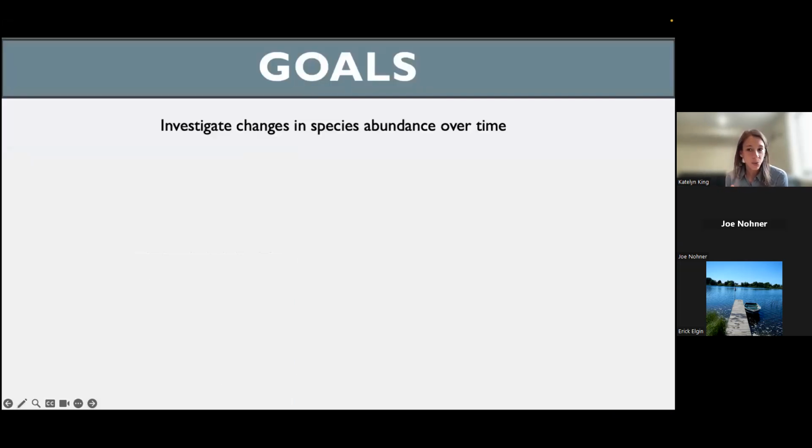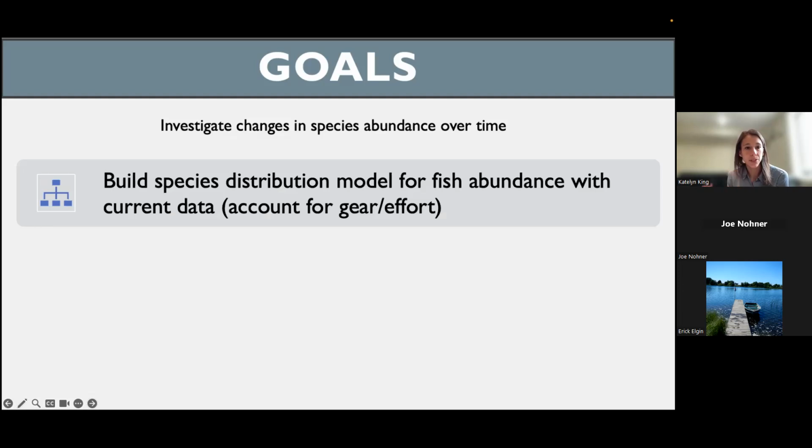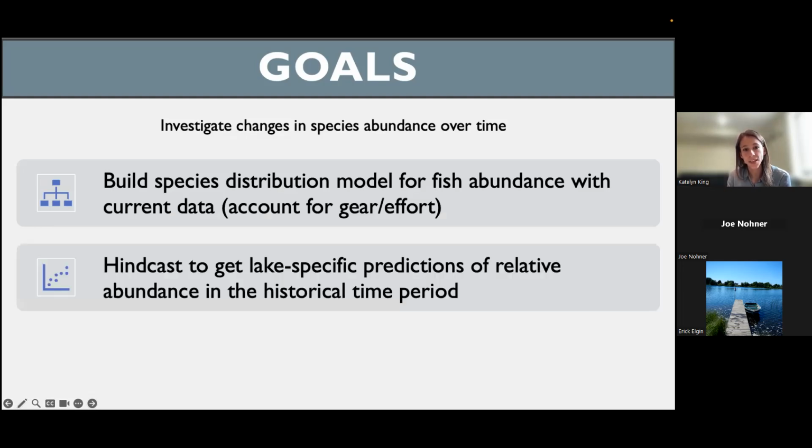So our goal was to look at changes in species abundance over time, and especially in relation to a changing climate. And so we had 3 steps. Can we build a species distribution model for fish abundance using current data? And so for abundance, we needed gear and effort information. And then can we hindcast or predict into the past to get relative abundance of that historical time period?